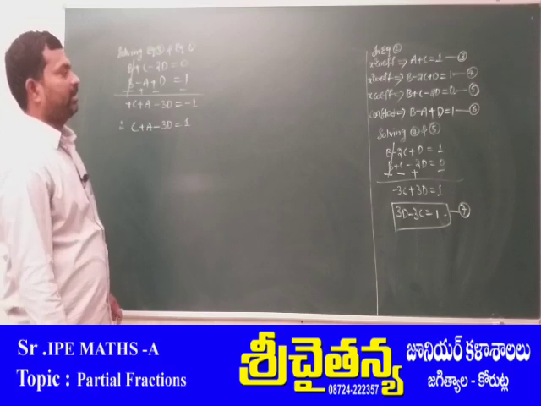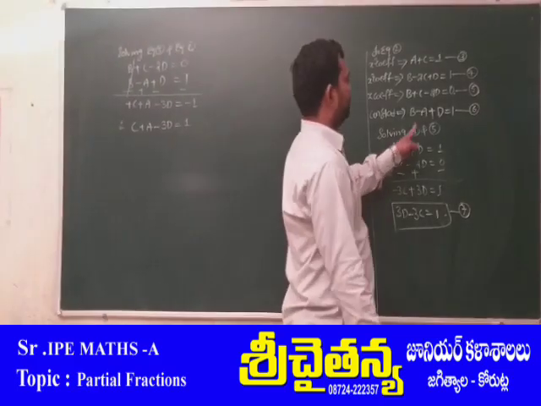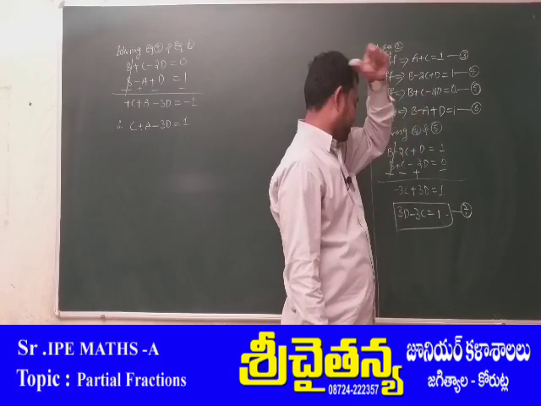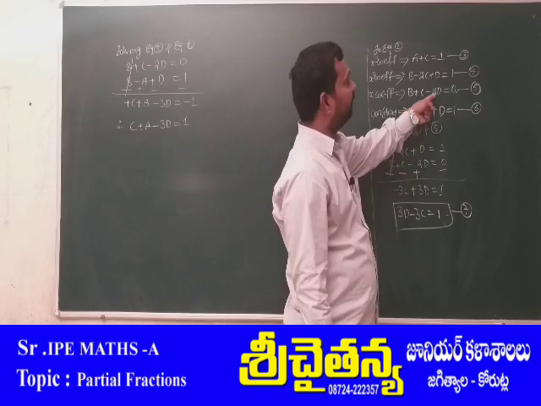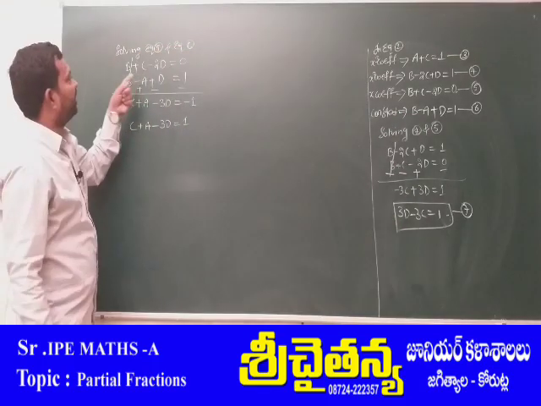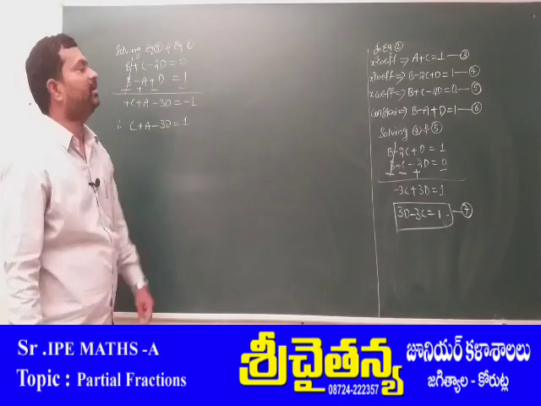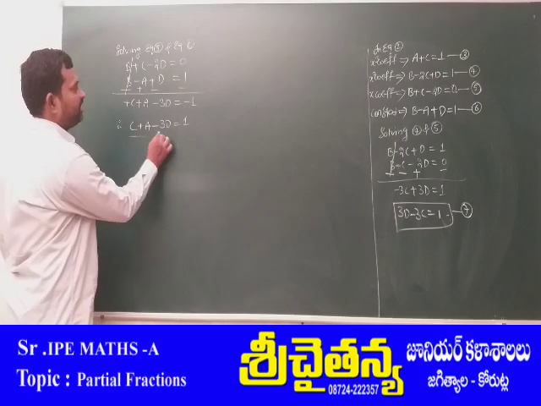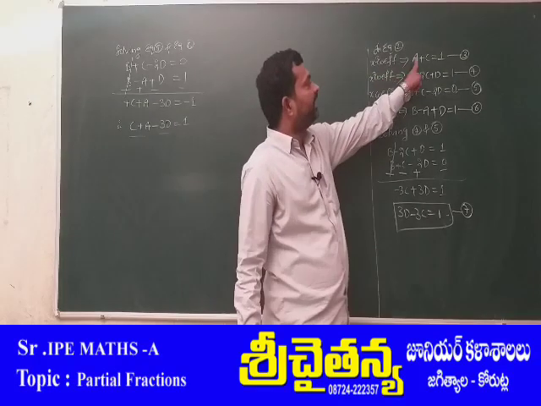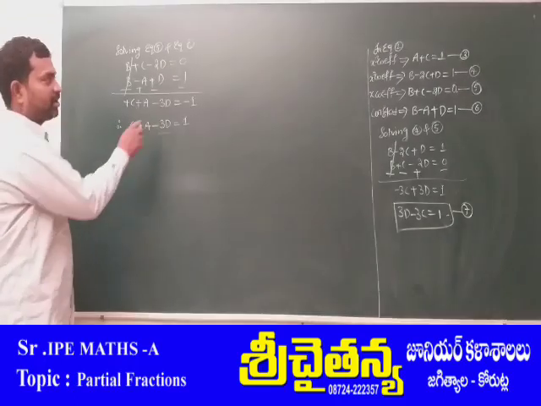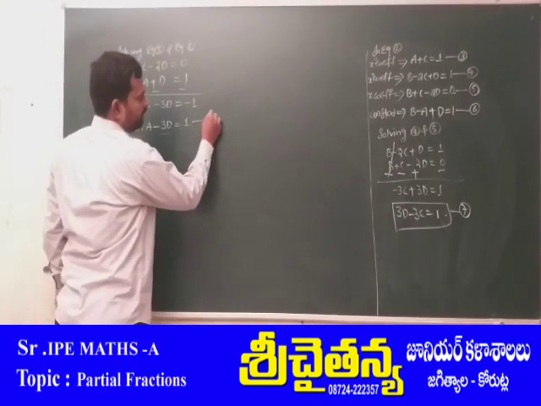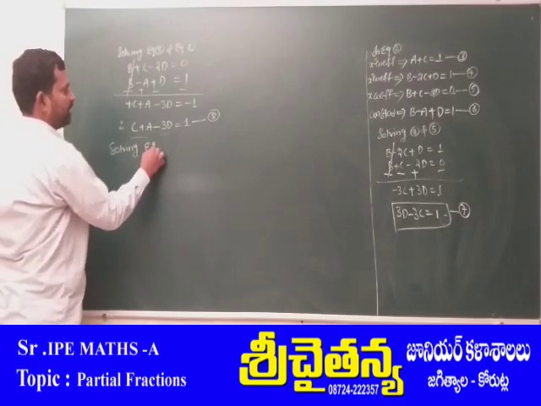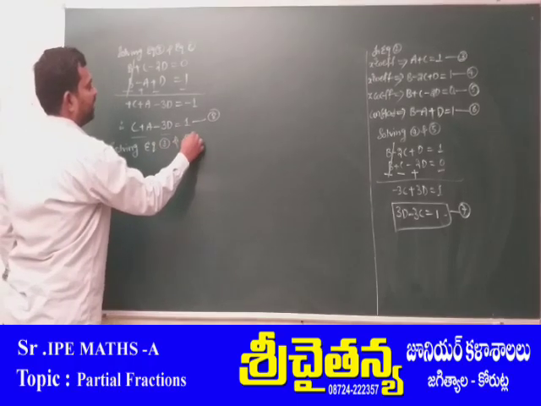Okay, right. Next, if we solve equation number 4 and 5, we get the result in terms of d and c. If we solve equation number 5 and 6, we get it in terms of c, a and d. Now observe here, c plus a minus 3d is equal to 1. Keep this as equation number 8. Now solving equation number 3 and equation number 8.